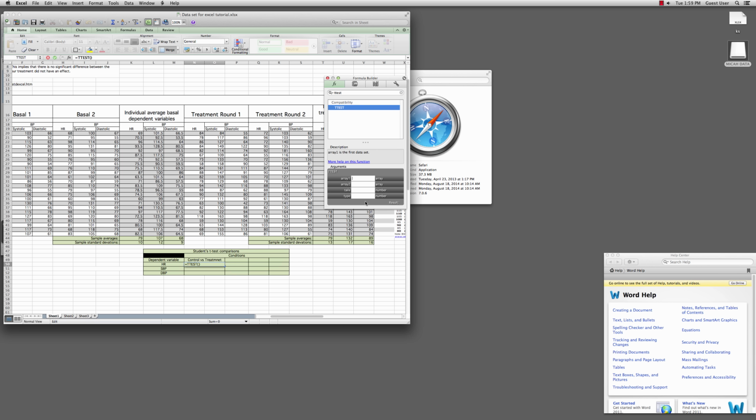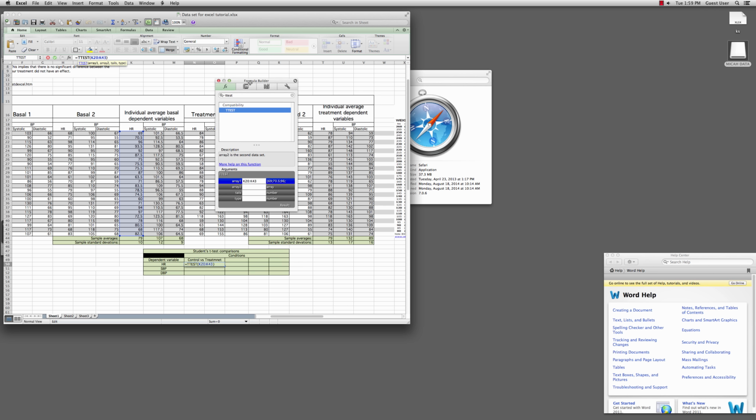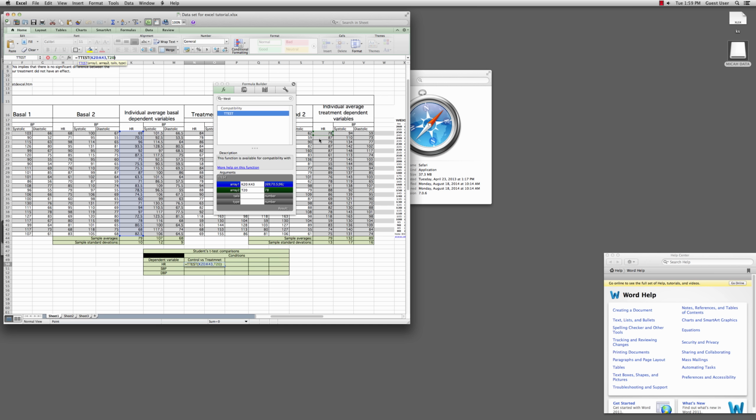Alright, what you want is this to pop up. You can build it down here in the parentheses if you know what you're doing, but this is the easiest way, to get this field. So it wants array number 1. You want to highlight all of the heart rates for your subjects. Right, so highlight all of those for array number 1. Go to array 2. Oh, back up. No, that's fine. So sample individual averages for basal or control, and individual averages for treatment. So array number 2 is your heart rate here, that average for each individual.